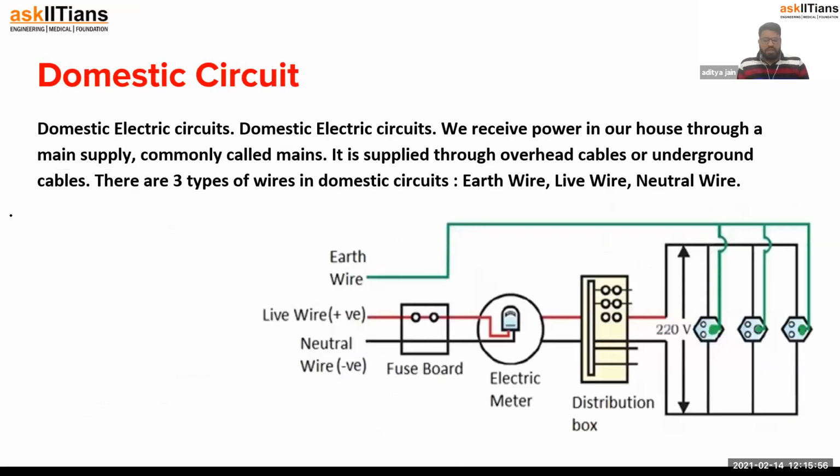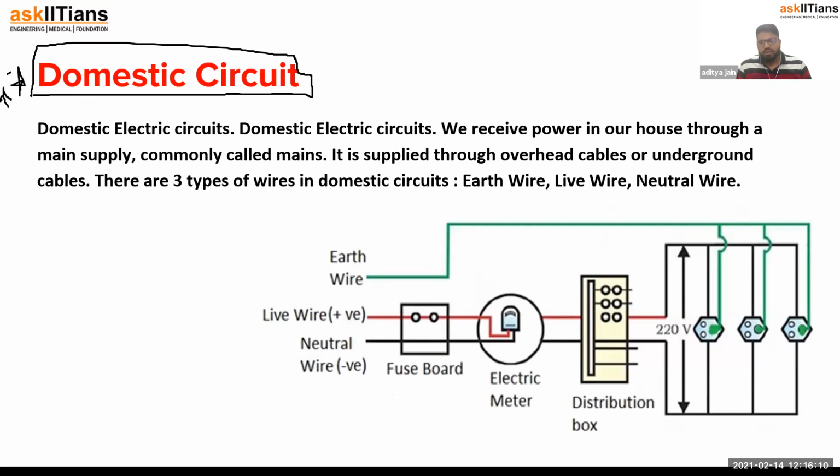Okay. Now the next thing is the domestic circuit, or you can say the supply which is coming to your house. In what way it is arranged, we are going to see under the topic domestic circuits: how electrical supply actually takes place in your houses. Before going into it, there are basically three types of wires in a domestic circuit: one is earth wire, one is live wire, and one is neutral wire.